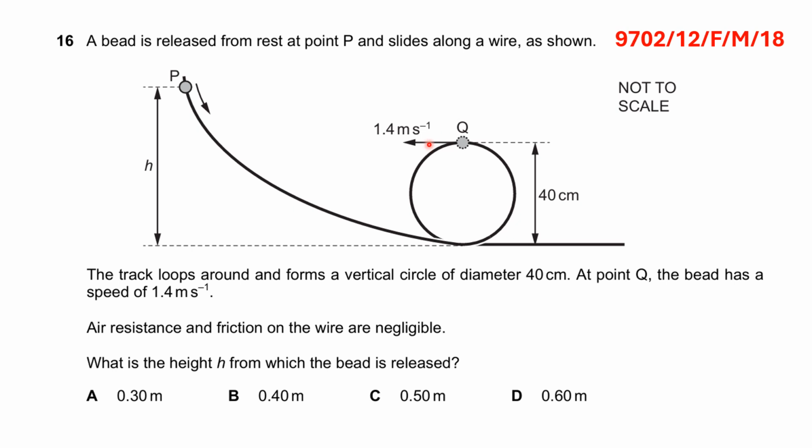At point Q, the bead has a speed of 1.4 meters per second. Air resistance and friction on the wire are negligible. What is the height from which the bead is released?